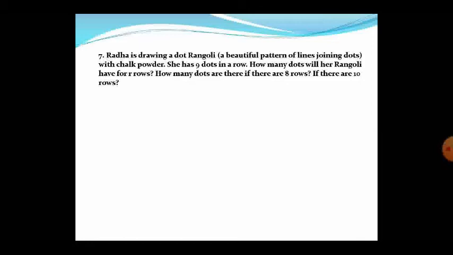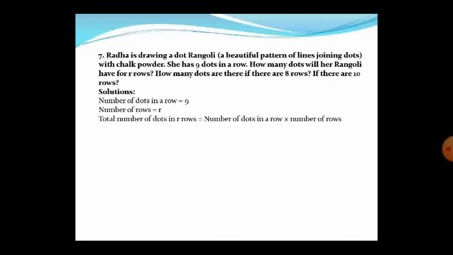How many dots are there if there are 8 rows? You have to write for 8 rows, and 10 rows also. By seeing itself you can tell. See how many dots are there? 9 dots. How many rows do you need to find? You need to find for r rows. So 9r. Here the number of dots in a row is 9, and the number of rows is r.